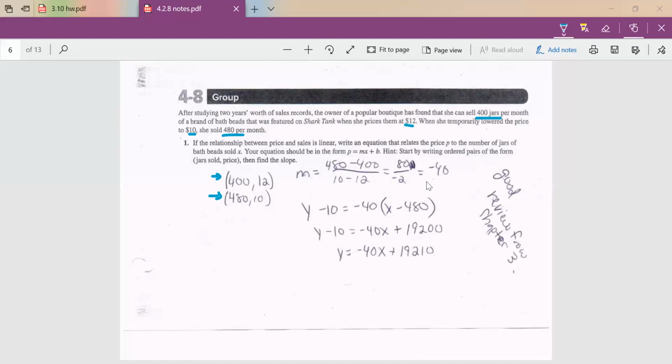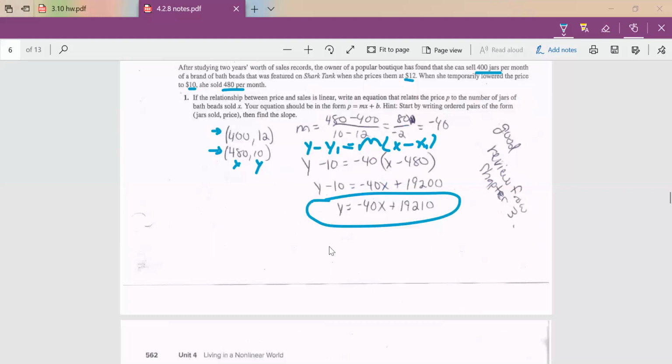Okay, so now I know my slope is -40, and I picked one point, so I chose this point right here, 480, 10, and this is x, y, so I'm using point slope form. Remember, y minus y1 is equal to m times x minus x1. So I plugged in y minus 10 is equal to -40 times x minus 480. And then I'm distributing the -40 into both. So I get -40x plus 19,200. Now to get y by itself, I'm adding 10 to both sides, and it gives us this final equation.